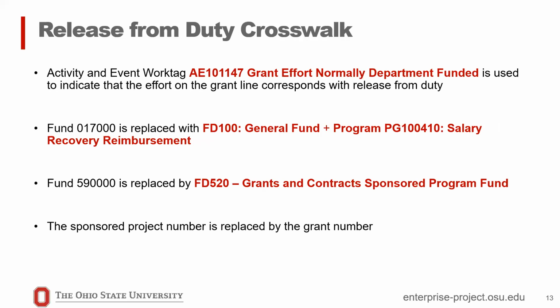In the past, when release time was processed in PeopleSoft, the account code 6010X was used to signify release time on a project on the employee's job earnings distribution row. In Workday, we're recommending that you use the activity and event work tag AE101147, grant effort normally department funded, wherever you would have used the 6010X account code.